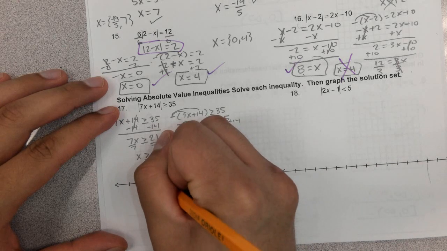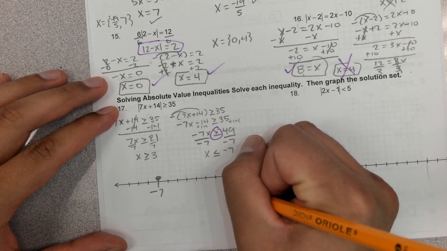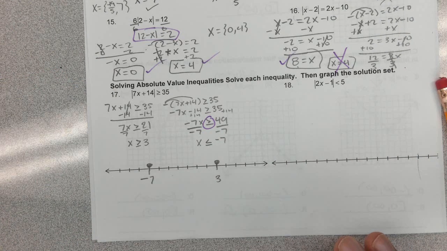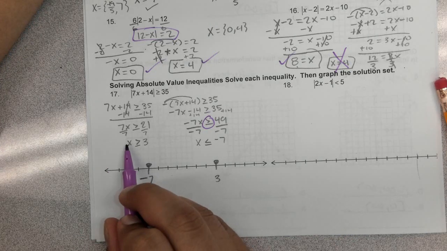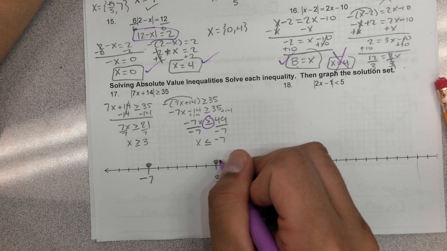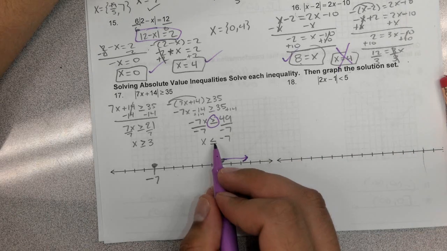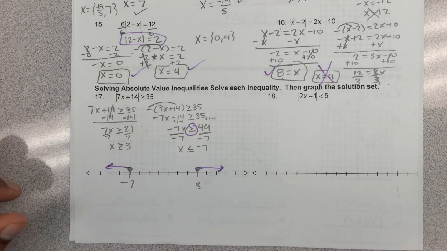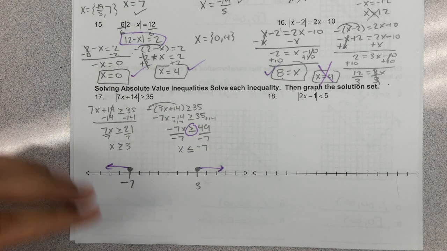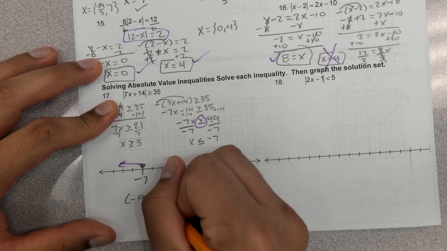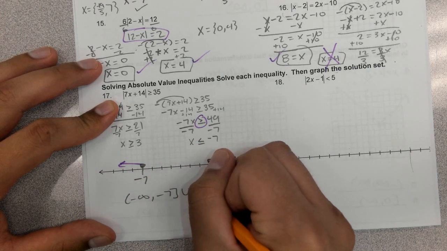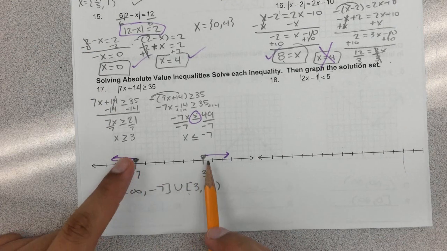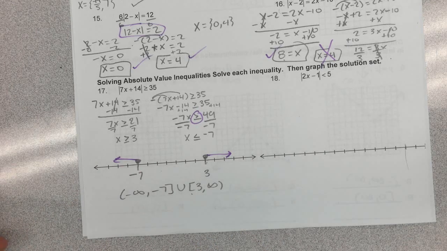That's going to have a closed dot. 3 is also going to have a closed dot. Then you have to ask yourself, what direction are the x values greater than or equal to 3? Everything greater than 3 is on this side. Everything less than or equal to negative 7 is on this side. So for interval notation, the solution set would be from negative infinity to negative 7, bracket, union, bracket 3 to infinity. Again, we're using brackets here because the numbers have closed dots.